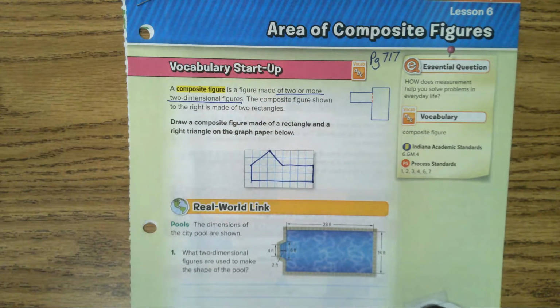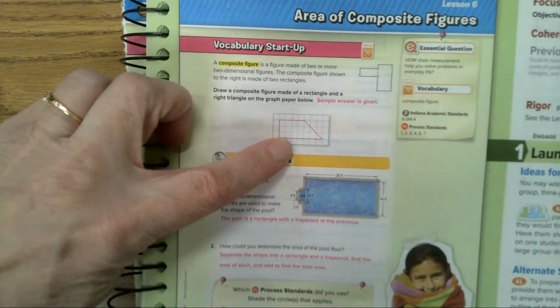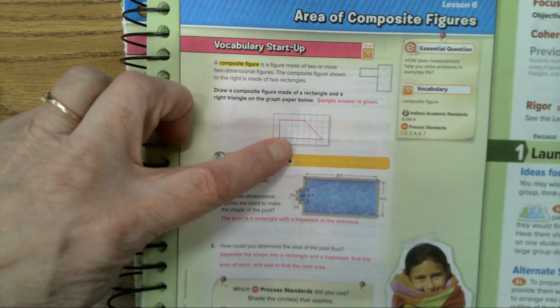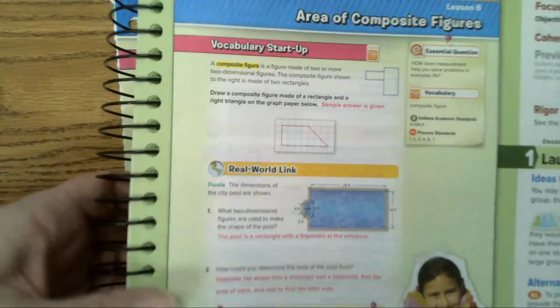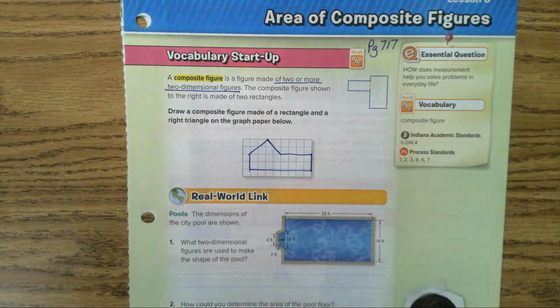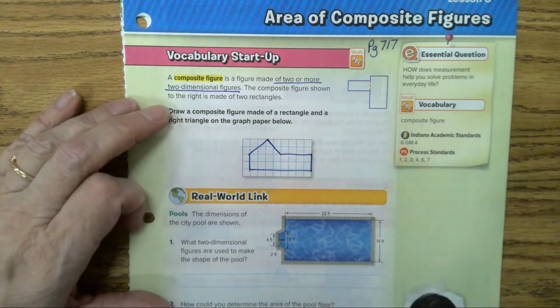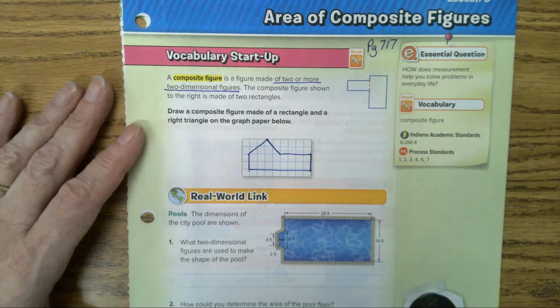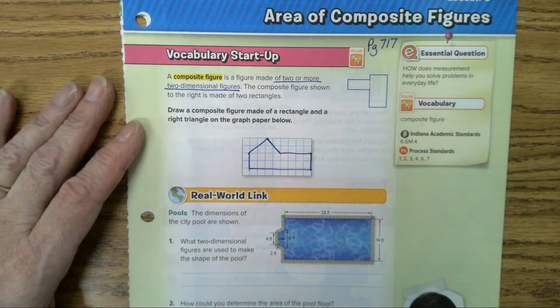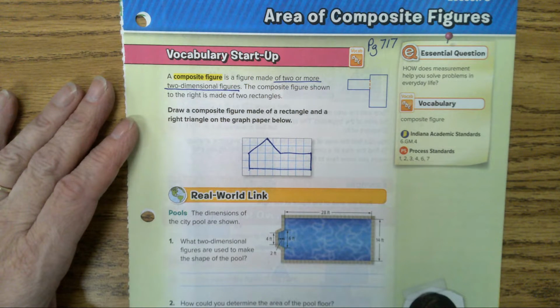Now, the math book has this one drawn. Theirs is a little different. See how they have theirs? Theirs is a trapezoid, isn't it? Mine looks like a house. This is like the garage or something over here, like a little ranch house. All right, everyone have a triangle and a rectangle picture drawn?